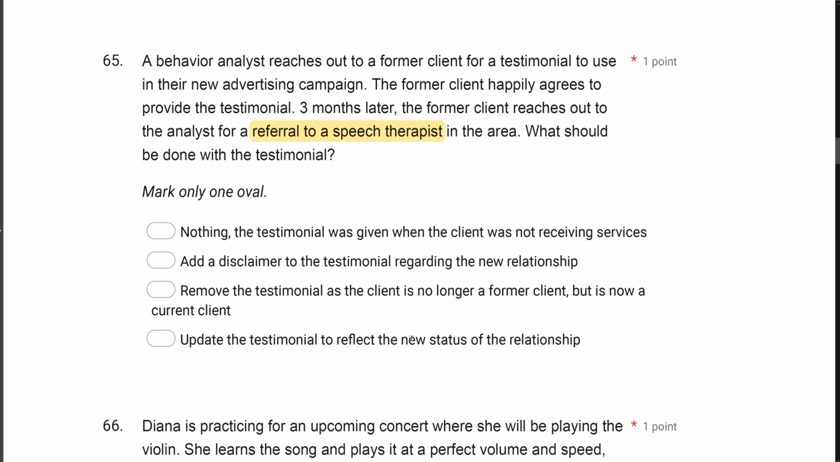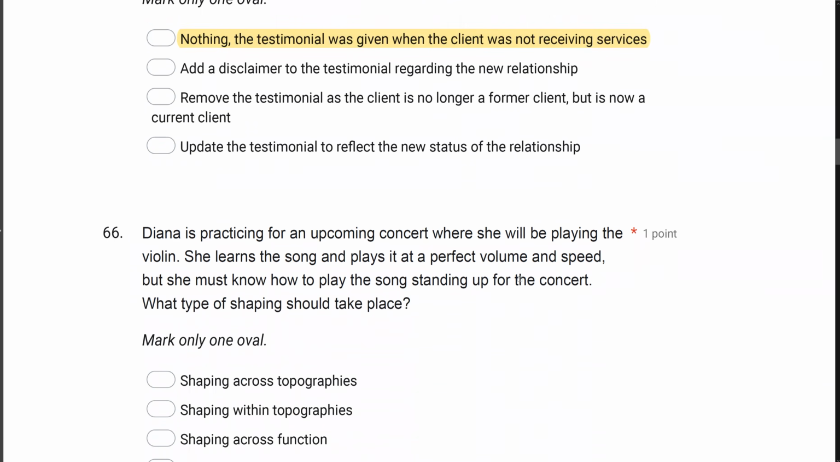And then D, update the testimonial to reflect the new status of the relationship. Again, not a change in status. It's a simple referral. If that speech therapist happens to work at this company or they happen to collaborate with this analyst, things might change. But as of right now, the relationship has not changed. The testimonial is okay to stay where it's at.